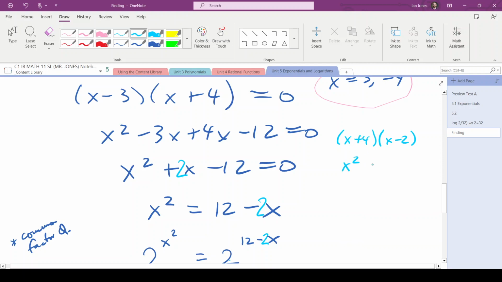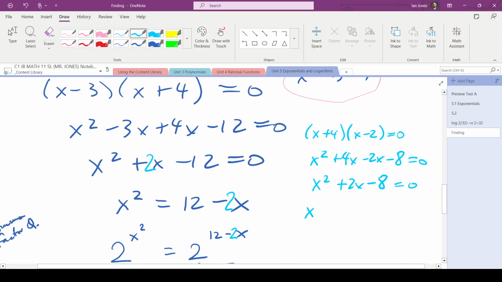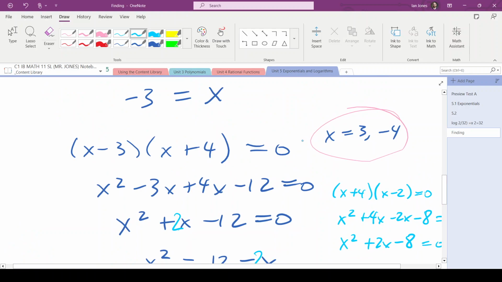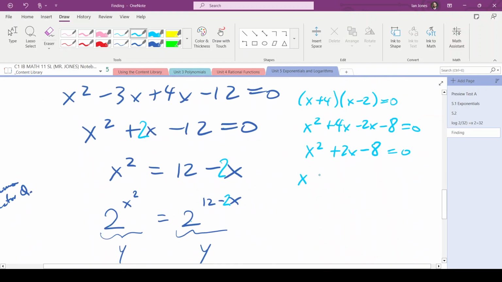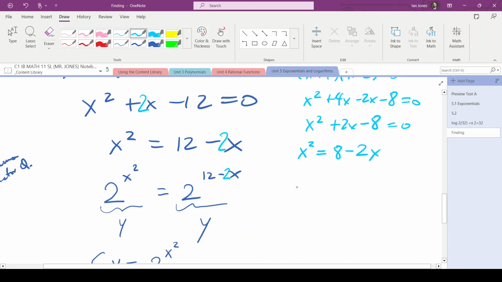That's an x squared plus 4x minus 2x minus 8. Yes, this is what I want. Plus 2x minus 8. This is what I want, because this is all equal to 0, of course. I say of course because we want this stage so that we actually can solve for an x. This is now 8 minus 2x, like that, and I have a common factor of 2, because it's squared. So I can put it to any base I want. Maybe let's do 3 this time.